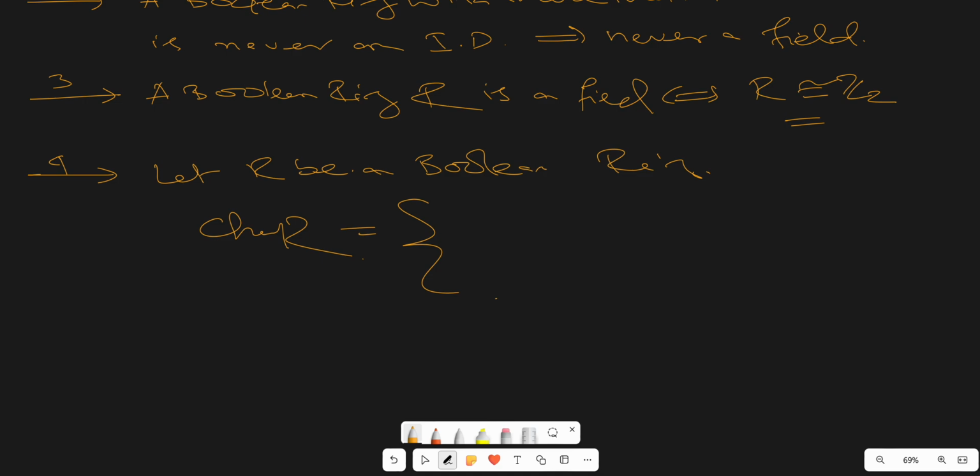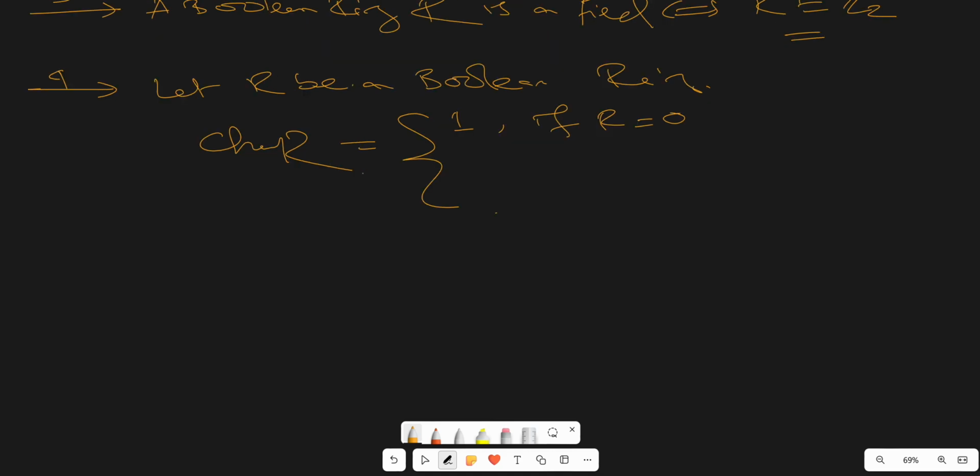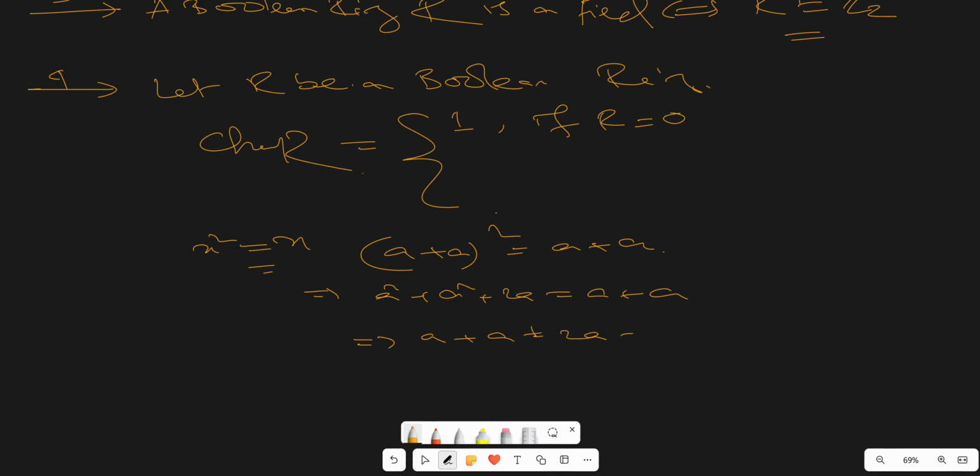If R is the zero ring, then the characteristic is 1. So what if it is a non-zero ring? What should it satisfy? x square should be equal to x. This property should be satisfied, right? So you can write that (a plus a) square equals a plus a. You can write it, so this means a square plus 2a, this is equal to a plus a. This implies that 2a equals 0.